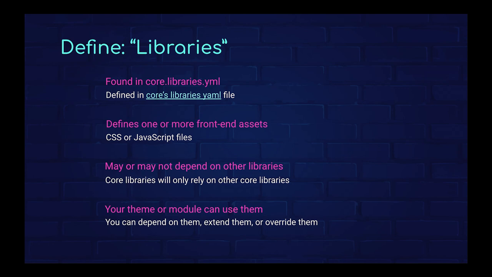Each library in that file is going to define one or more front-end assets to pass along to the client side. That's CSS or JavaScript files. They may or may not depend on other libraries. Core libraries, however, will only ever depend on other core libraries. But they're there in core, and if you're building in Drupal core, your theme or module can use them. You can depend on them, extend them, override pieces of them, all of that.